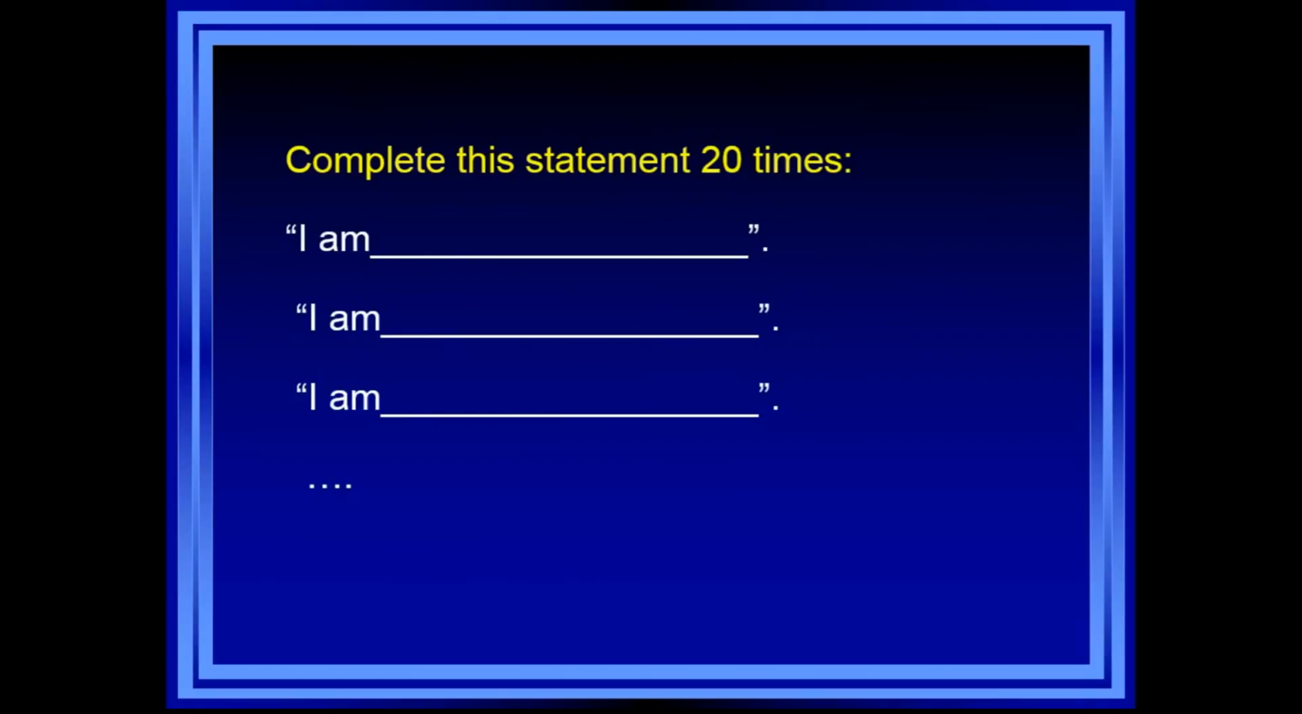So let's take a look at the PowerPoint, and I want you to think about this statement. If you had to complete this statement 20 times, "I am blank," what would you say? Would you say, I am female, I am a student, I am a daughter, I am a wife, I am a hard worker, I am extroverted, I am adventure seeking, whatever. You needed to go 20 times if you were given this little assignment, and you would start talking about who you are, or at least who you think you are.